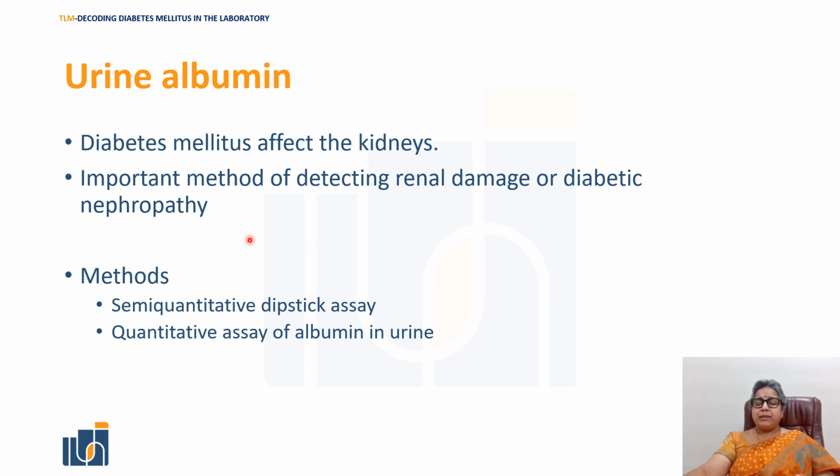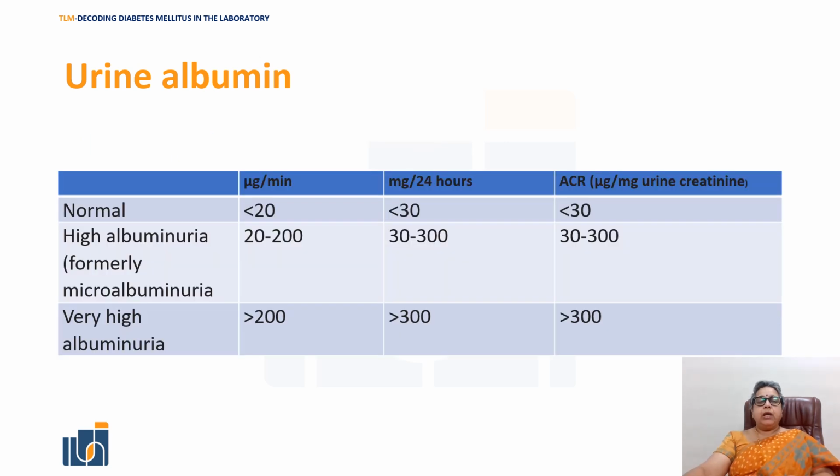What are the various methods? One is a semi-quantitative, just like we do glucose, semi-quantitative dipstick assay. In this we see for protein, and protein is usually albumin because albumin is the smallest particle that can be filtered through the glomerular filtration membrane. Then you can also do a quantitative assay of albumin in the urine. So it follows the same course like glucose.